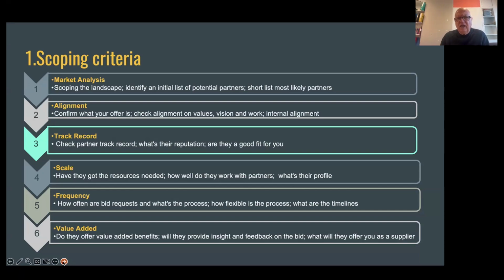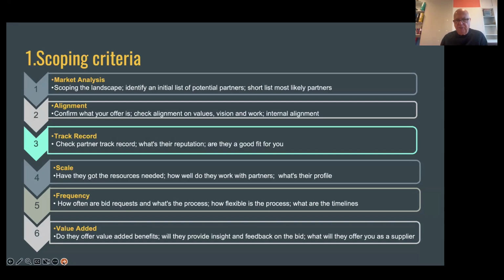Then check how well they work with partners. Have they got scale? Are they a good fit for you? The fifth thing to do, of course, is check how frequently they ask for requests. Some grantees put out partner requests every 3 months. Some have a rolling program. Some do it once a year. Find out the frequency. Then you can build a timeline. Then you can decide how you want to approach them.